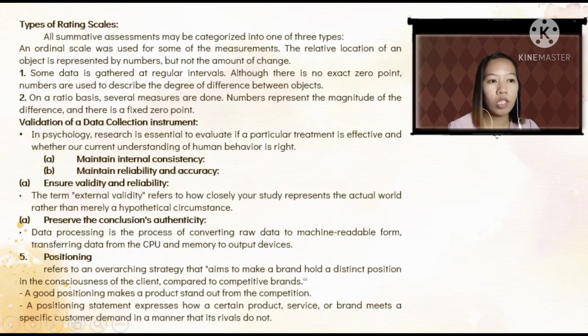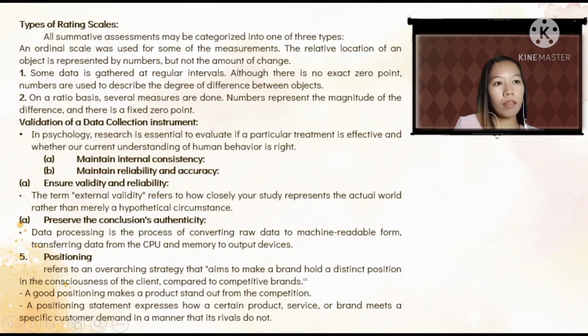Validation of a data collection instrument. In psychology, research is essential to evaluate if a particular treatment is effective and whether our current understanding of human behavior is right. As a result, the instruments used to evaluate study data must be accurate and defendable. If they aren't, the information gained from a study is likely to be biased or inaccurate, inflicting more harm than good.